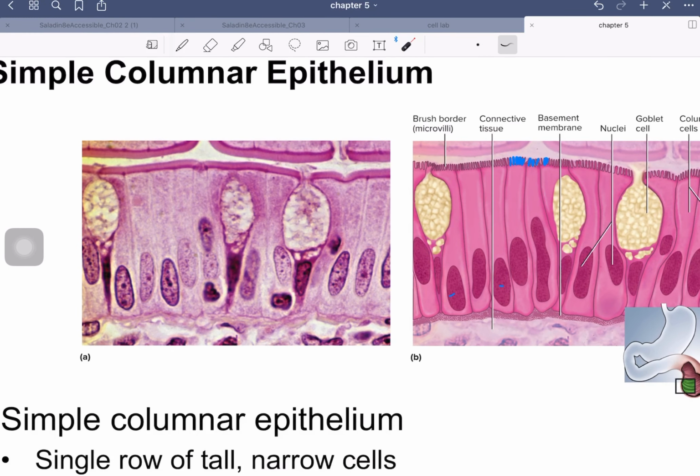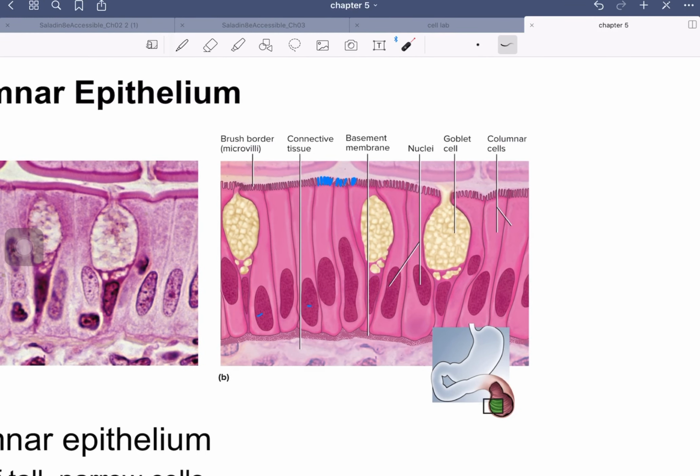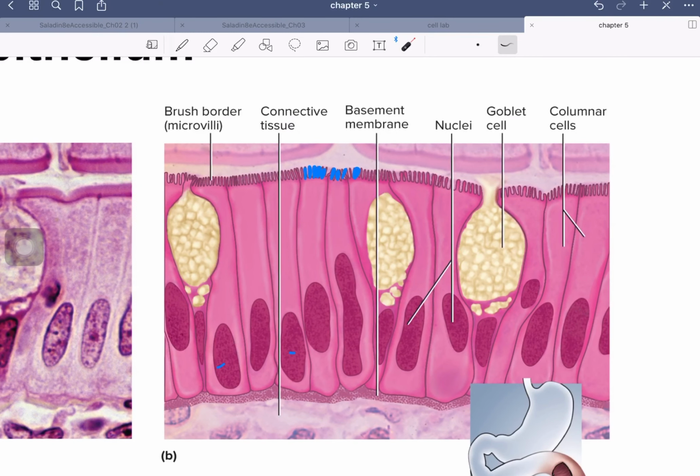Remember, columnar means column-like. And let's look at the artist's diagram. We can see here that the cells are very tall versus how wide they are. Even look at the nuclei. The nuclei become elongated also. Very prominent feature, elongated nuclei.